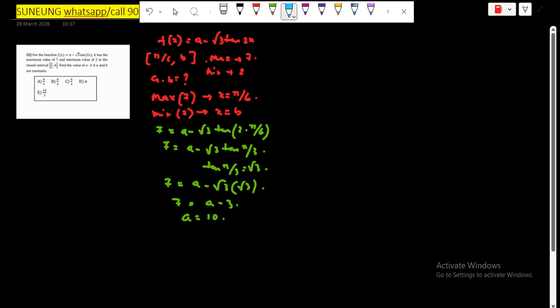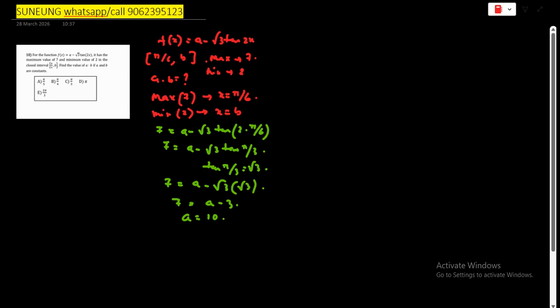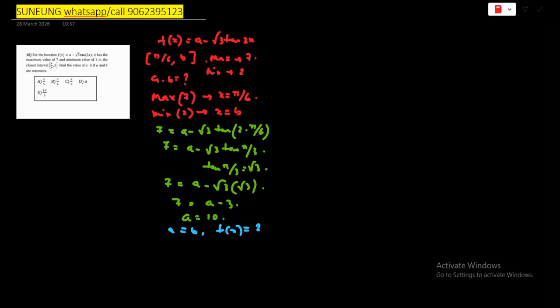So now we are using the minimum value. At x equal to b, f(x) is 2. So 2 is 10 minus root 3 tan 2b. Now subtract 10 from both sides. So minus 8 equal to minus root 3 tan 2b. Now divide by minus root 3. So tan 2b equal to what? 8 by root 3.